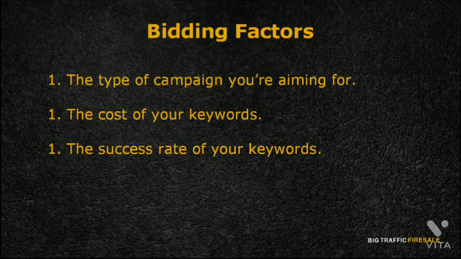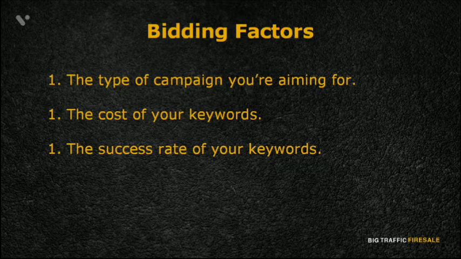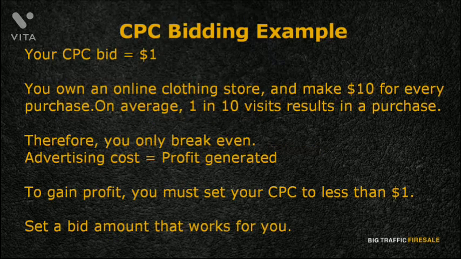There is no fixed rule for the bid amount that you should be paying. Different people will have different bidding prices, and at the end of the day, it is dependent on these three important factors, which are the type of campaign you're aiming for, the cost of your keywords, and the success rate of your keywords. For example, let's say you've set your CPC bid to $1.